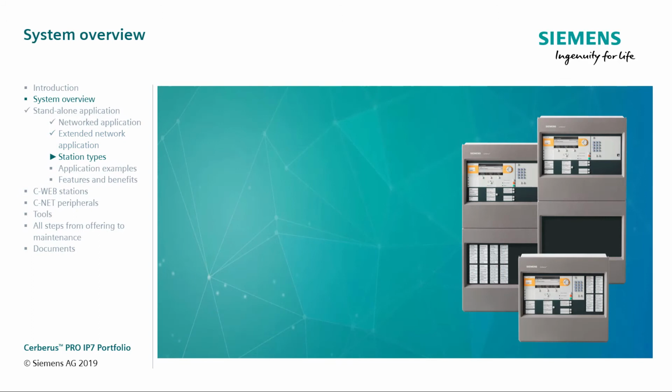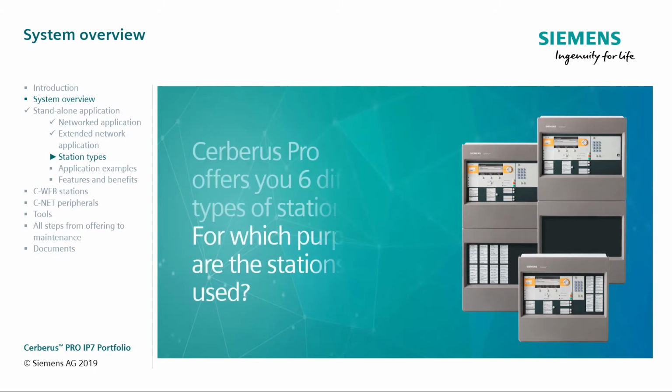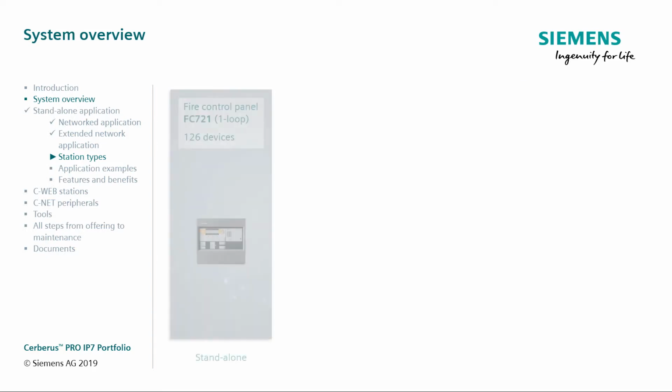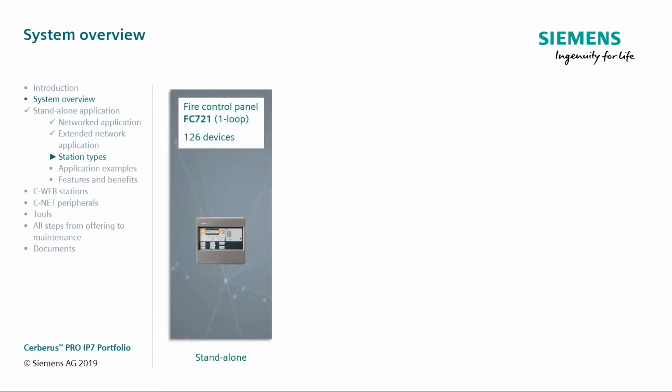Now you are familiar with the differences between a standalone and a networked application. Cerberus PRO offers you 6 different types of stations. What are these stations used for? The first one is the FC721 Fire Control Panel. This one-loop panel supports up to 126 devices. It is only used in standalone applications and cannot be networked.